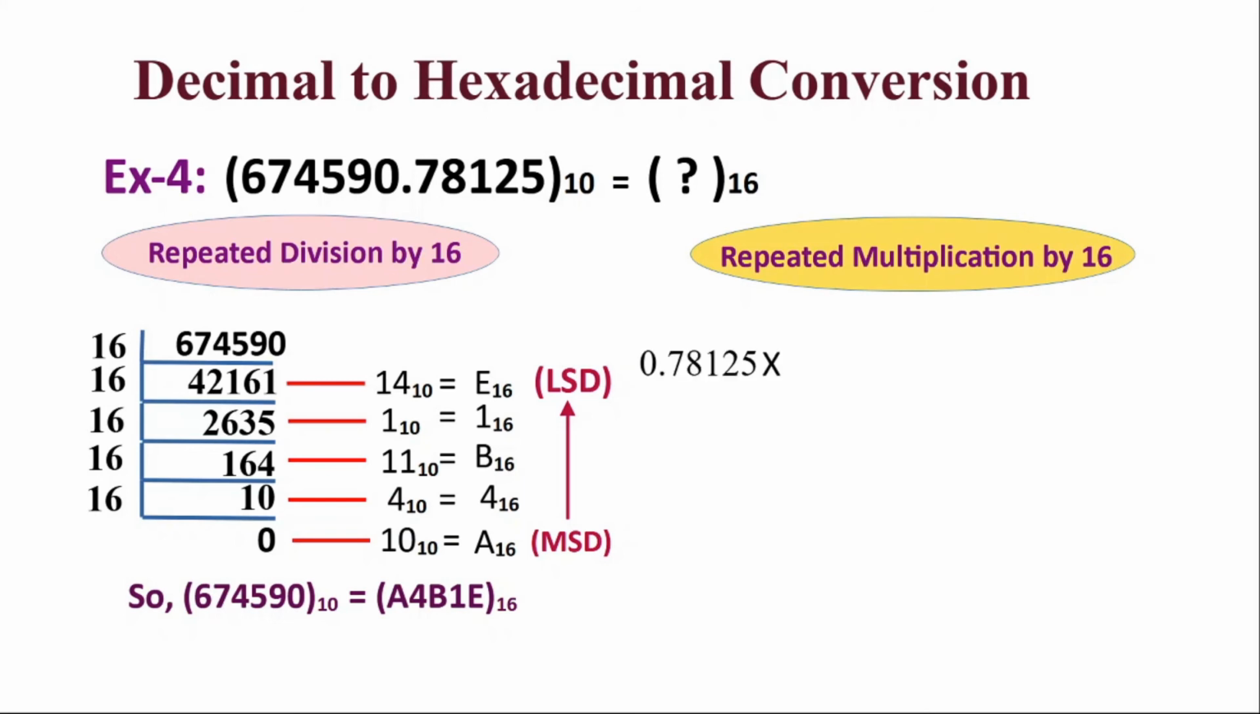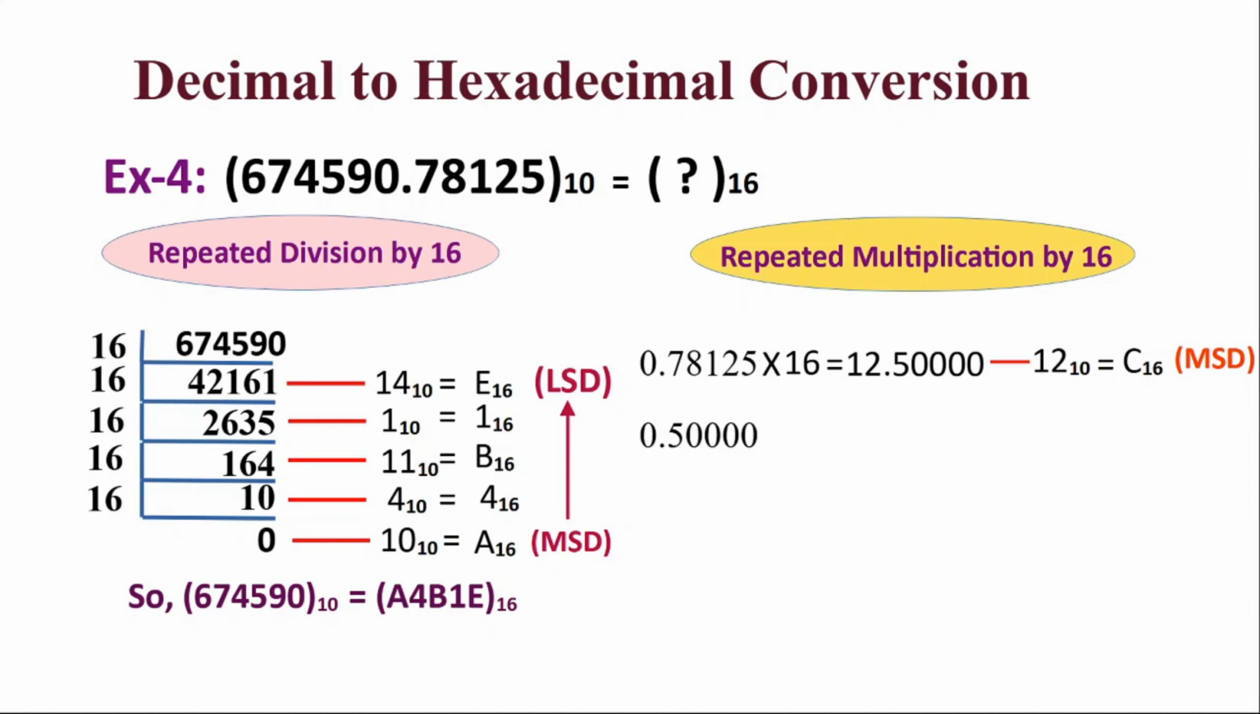Now for the fractional part, we have to perform the repeated multiplication by 16. If we perform the multiplication operation, then we get 12.50000, and we have to take out the integer part, that is 12. 12 in decimal system is equal to C in hexadecimal system, and it is our MST.